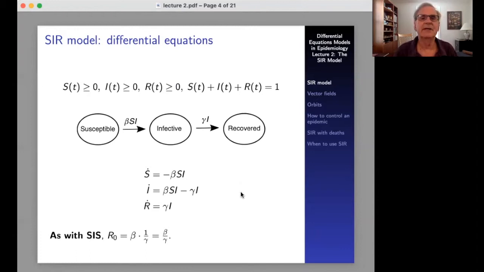The constants beta and gamma are the same as they were before. They have exactly the same meaning. And we still have this important quantity that's calculated in epidemiology, R naught, beta over gamma, which represents, just as before, the number of people that an infective passes the disease on to at the start of an epidemic when everyone is assumed to be susceptible.